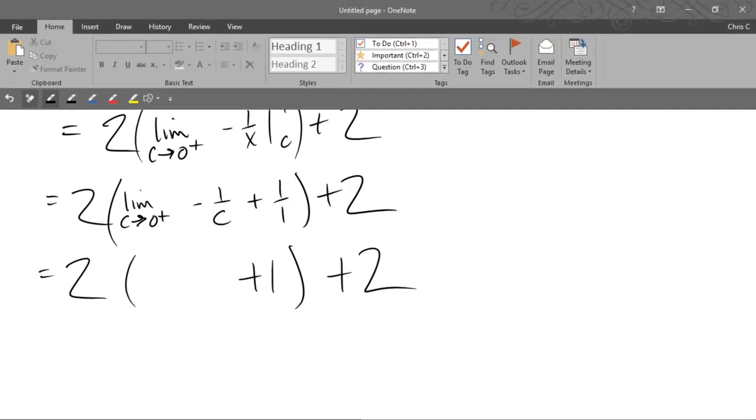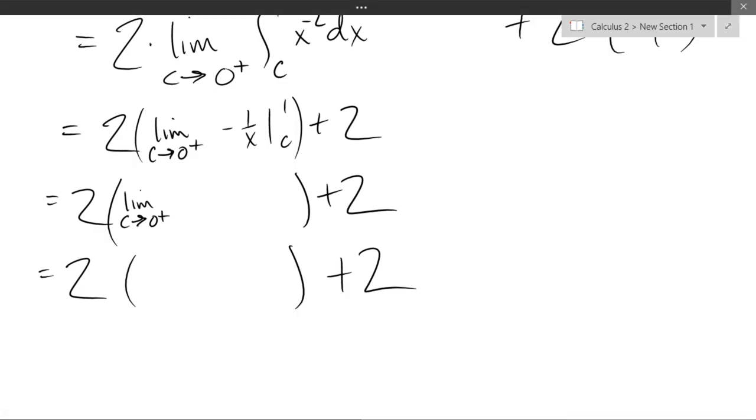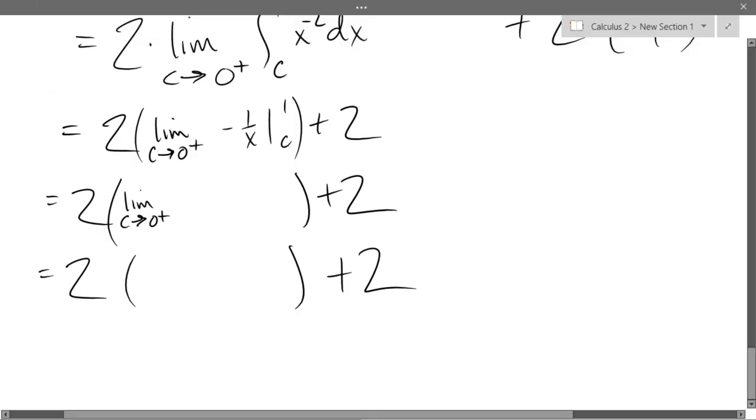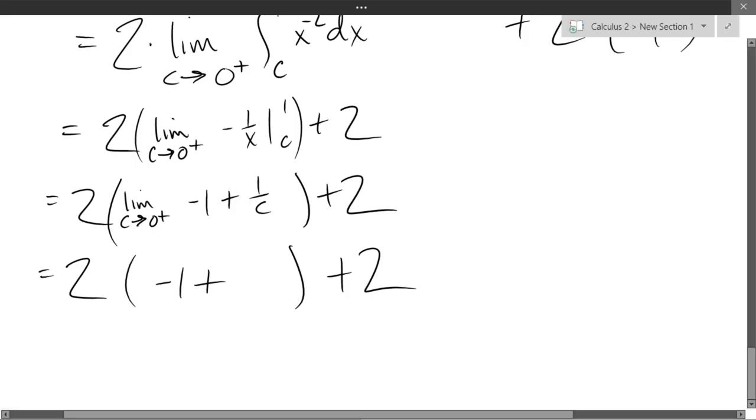So what does 1 over C approach when C is really, really small? Did I do a calculus mistake? Yeah. Uh-oh. Is it negative 1 plus? Yeah, it should be negative 1 plus 1 over C. Yes. So I would have gotten the negative of the right answer. So plug in 1 first, so it should be negative 1 plus 1 over C. All right.